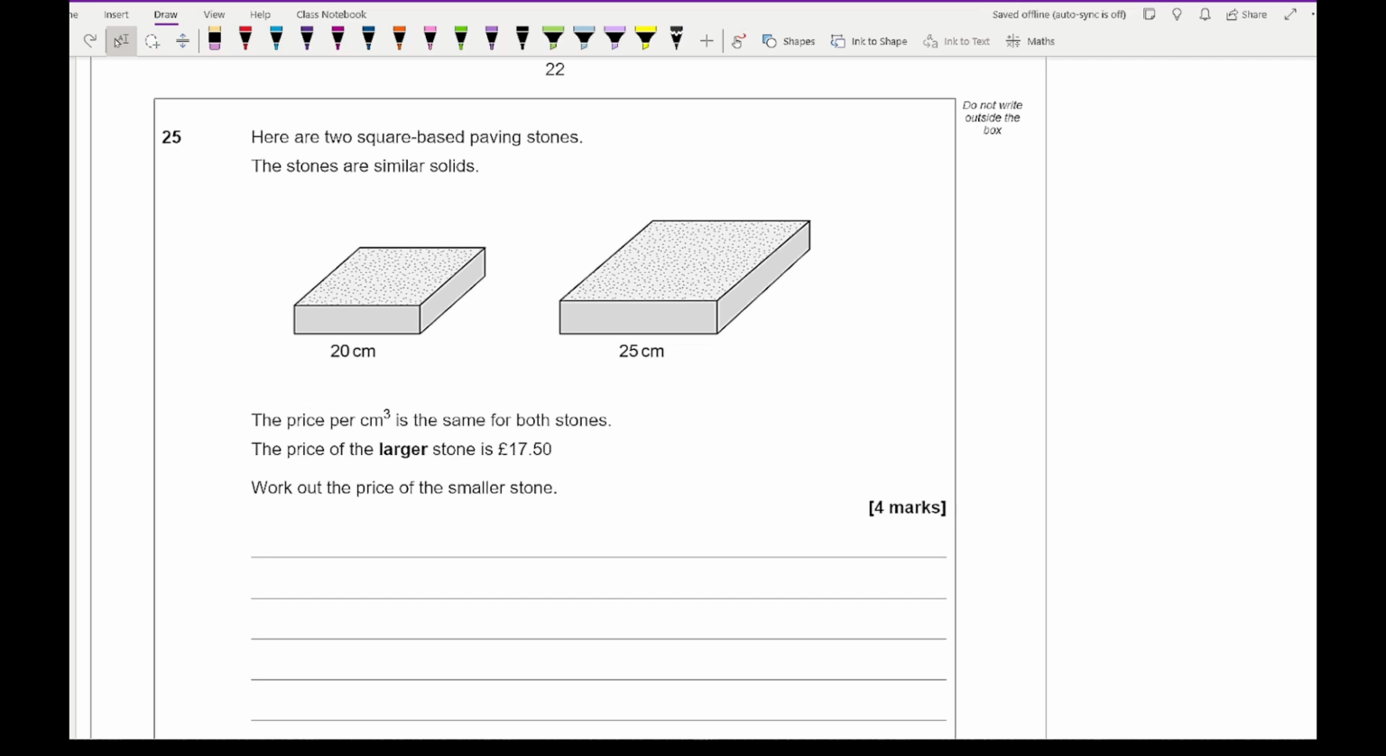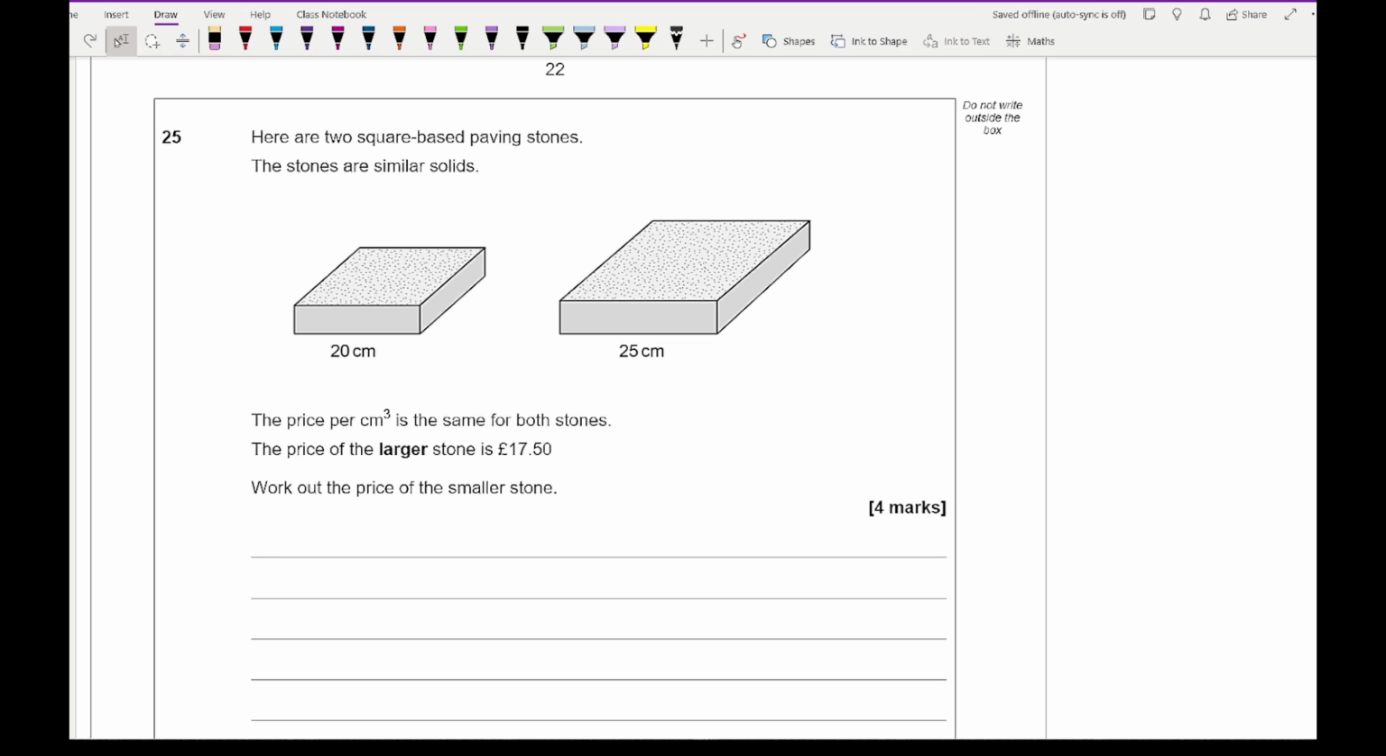So looking at question 25, it says here are 2 square-based paving stones. The stones are similar solids. The price per centimetre cube is the same for both stones. The price of the larger stone is £17.50. Work out the price of the smaller stone. Now this question relates to similar area and volume in terms of shapes.